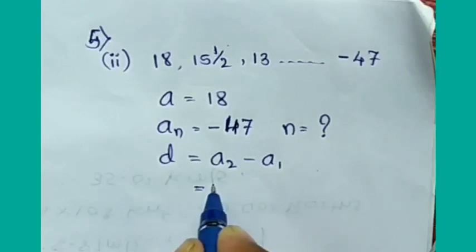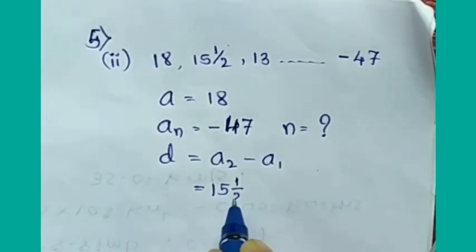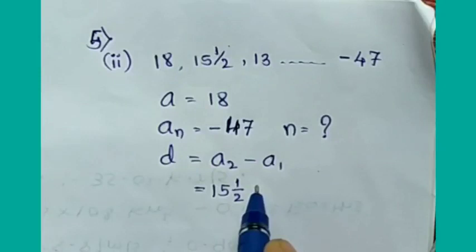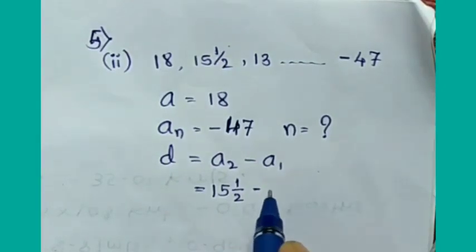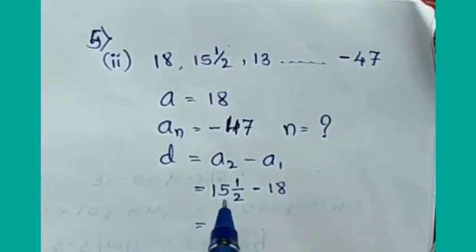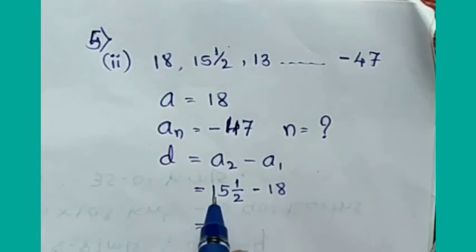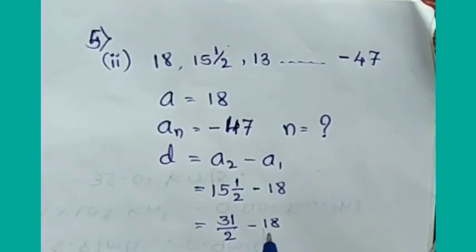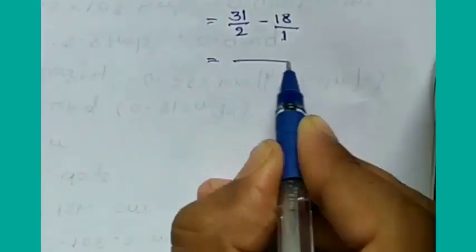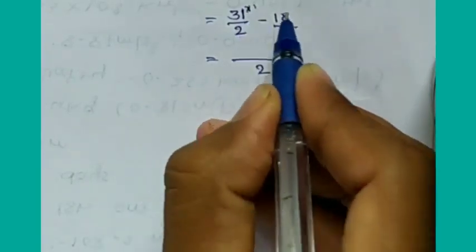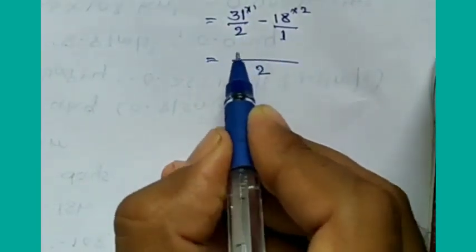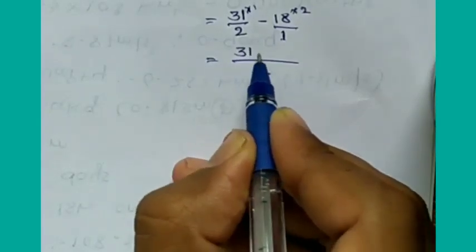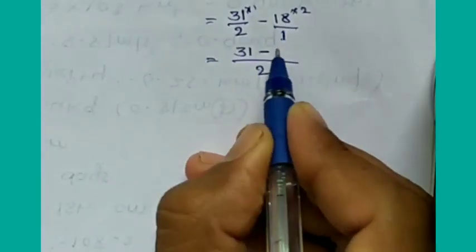So first you write it in mixed fraction only. 15 integer 1 by 2 minus a1. a1 is 18. So try to make it an improper fraction. 2 15s, or 15 2s, are 30. 30 plus 1, 31 divided by 2, minus 18. So here the denominator is not there, means it is always 1. So take the LCM, that is 2. So 2 1s are 2, 1 2s are 2. So 31 into 1 is 31, minus 18 into 2 is 36.